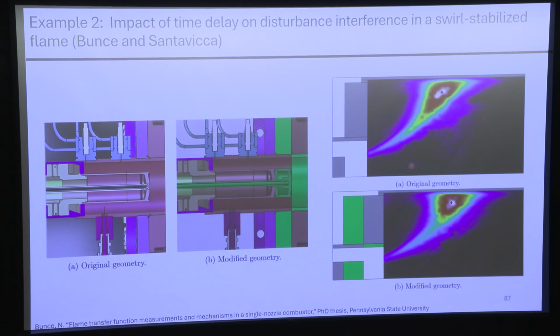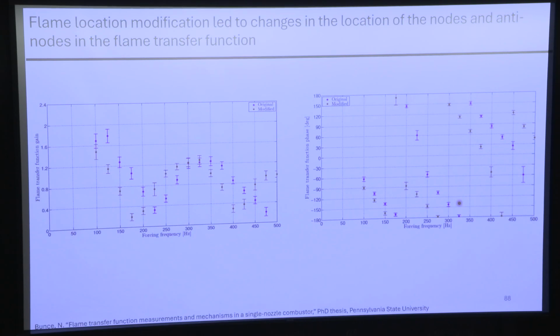And you can see these are the original geometry. This X is what's called the center of heat release. And you can see it gets moved out a little bit by changing the geometry the way that he did. And then he measured the flame transfer function. And lo and behold, you see a really clear change in both the phase, at all the phases, and the location of the nodes and antinodes in the transfer function because of this change in convective delay.